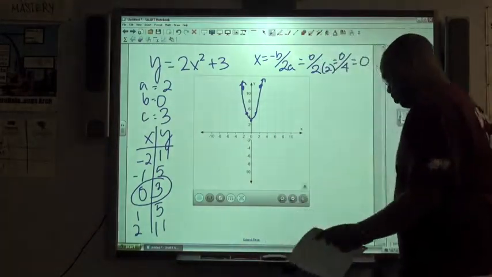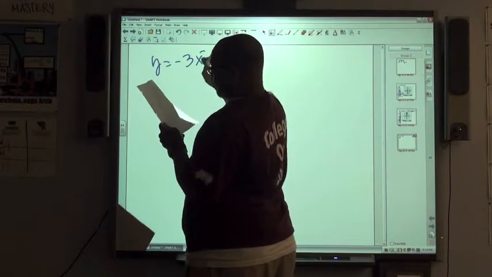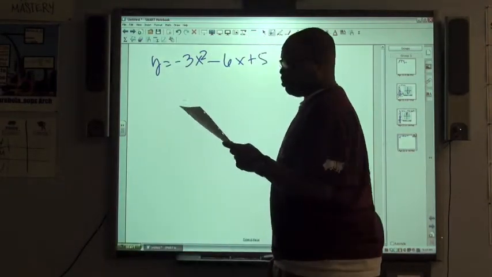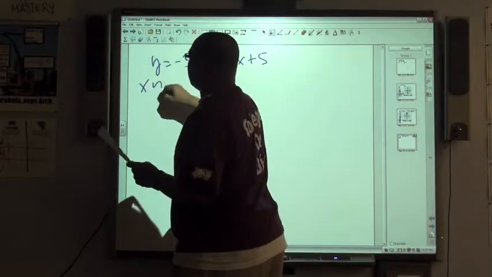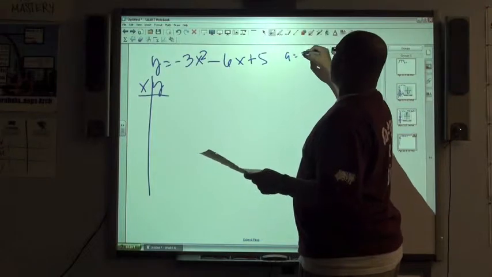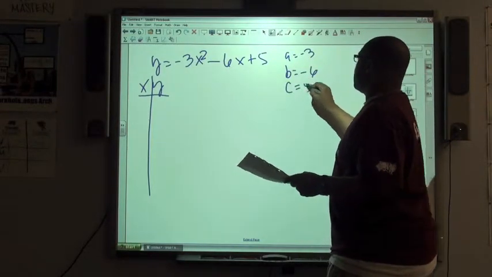Let's do another one. Y equals negative 3x squared minus 6x plus 5. Let's go ahead and create our XY chart because we know it's coming. Identify your A, B, and C. A is negative 3, B is negative 6, C is 5.